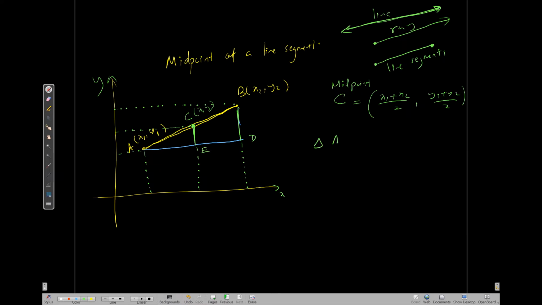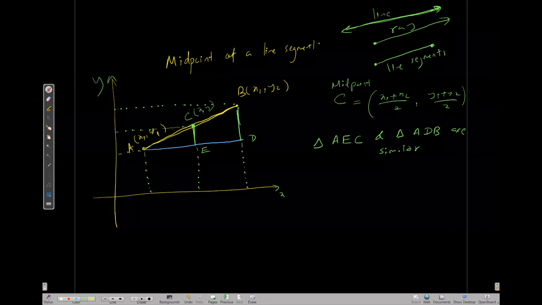Triangle AEC and triangle ADB are similar. Now, can you guys remember what similar means? Similar means they are of the same shape, not necessarily the same size. Obviously, these two triangles are of two different sizes. ADB is much larger than AEC. But look at the shape.